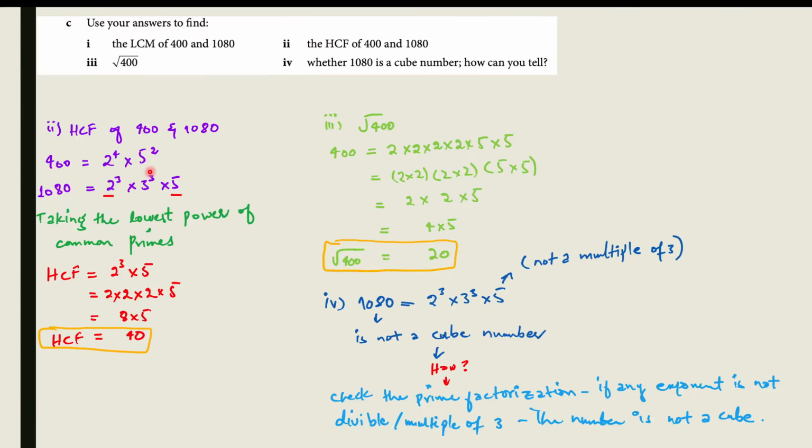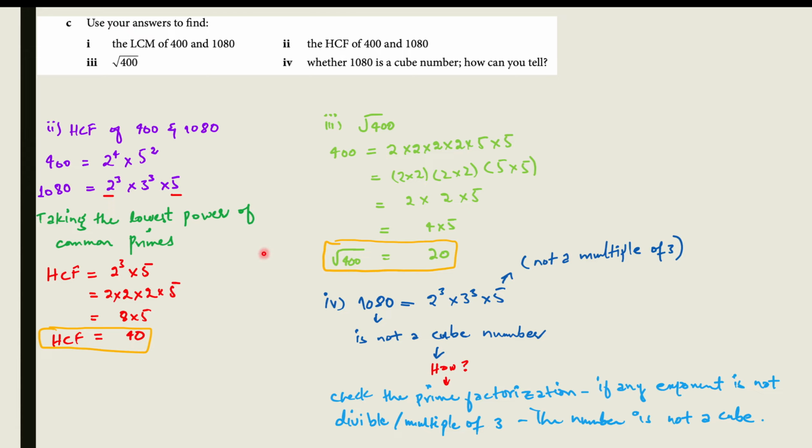Since 3 is missing in 400, we do not consider it. It is something different than that of the LCM, which we practiced just now. So the lowest power of prime 2 is 3. The lowest power of prime 5 is 1, so we consider these two. Multiplication takes place. 2 raised to the power of 3 is equal to 8, and 5 multiplied by 8 is equal to 40. So the highest common factor of 400 and 1080 is 40.